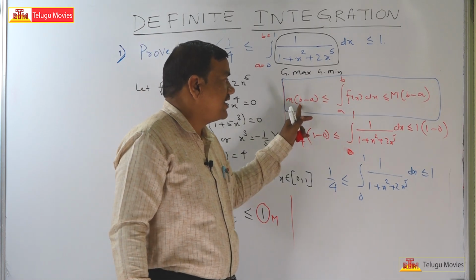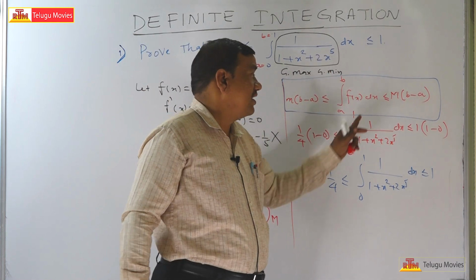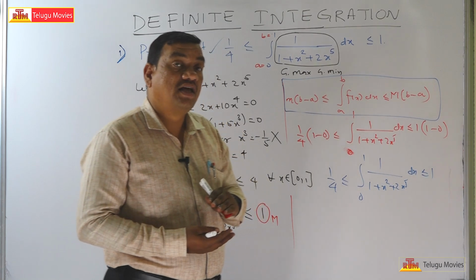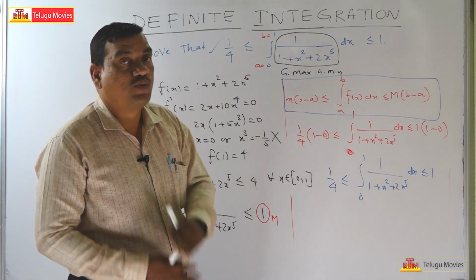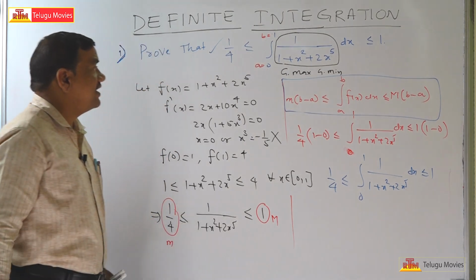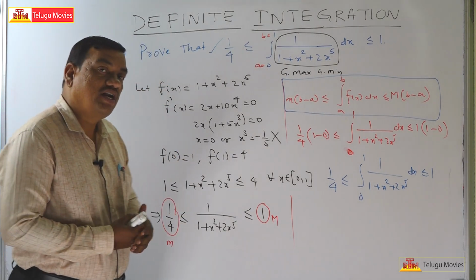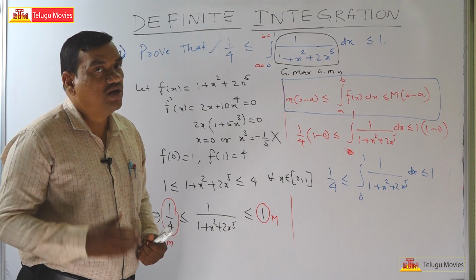So, this is a small rectangle and this is the biggest rectangle. The area under the curve lies between the maximum big rectangle and the small rectangle. So, very nice problem. I hope that you understand this solution. So, let us go for the next problem.